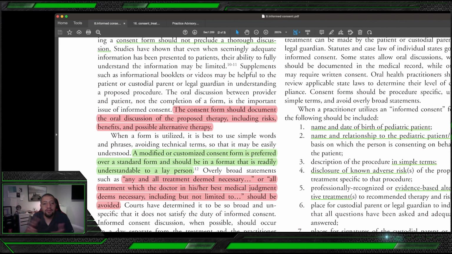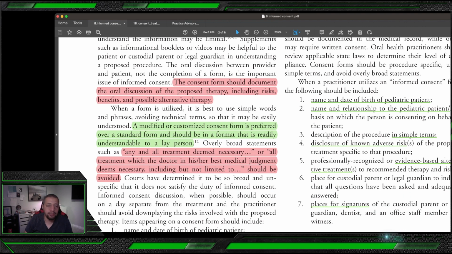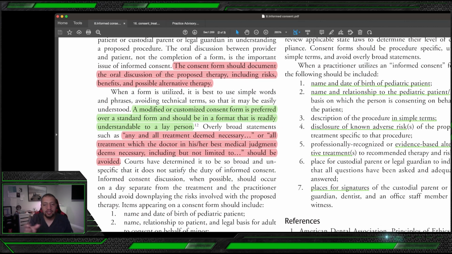So you should give him alternatives and give him every detail about the complications that might happen. This means a modified or customized consent form is preferred over a standard form, and it should be in a format that is readily understandable to a lay person, meaning a non-medical person. He can read it and understand it, and you should ask him about it. And at the end of the consent, there is a question. You should ask your patient, do you have any more questions about this?